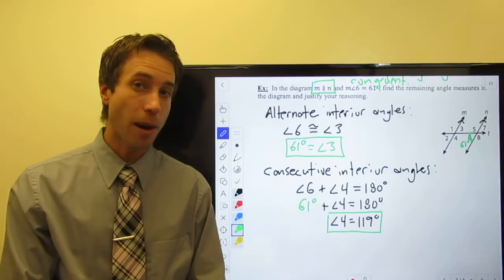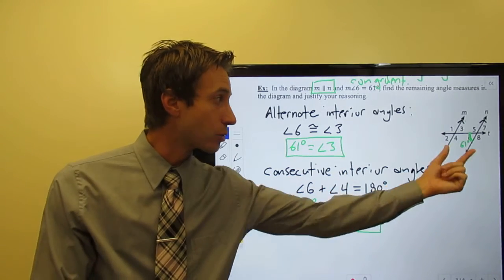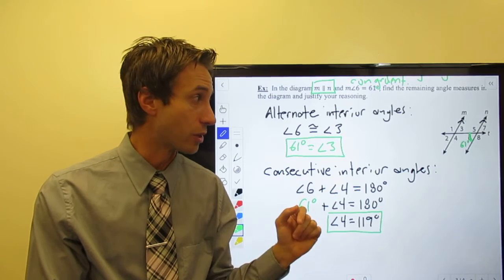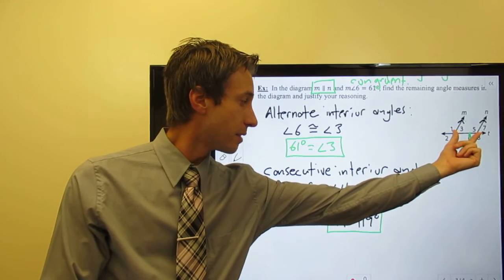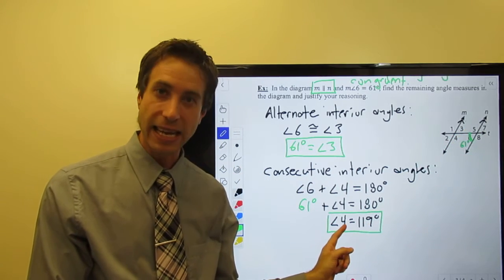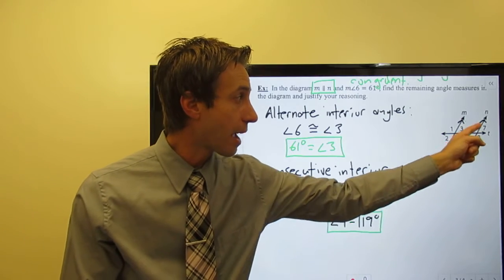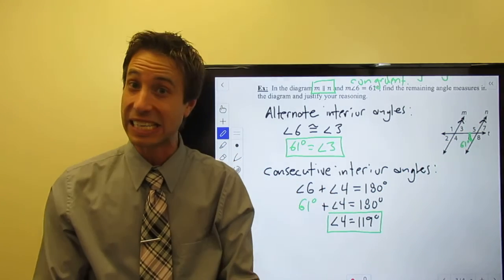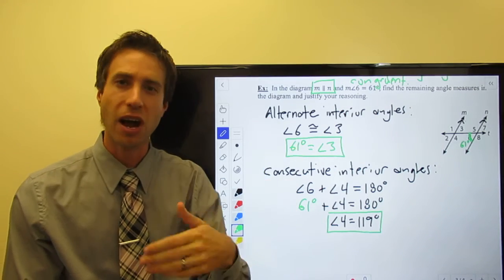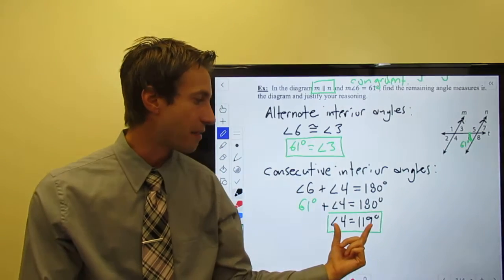Now, you've got a couple options. You could again do consecutive interior angles for 3 and 5. You know the measure of angle 3 is 61 degrees. You could do consecutive interior angles for 3 and 5 the exact same way and get the measure of angle 5. Or you could recognize 4 and 5 are alternate interior angles. Alternate interior angles have the same measure.